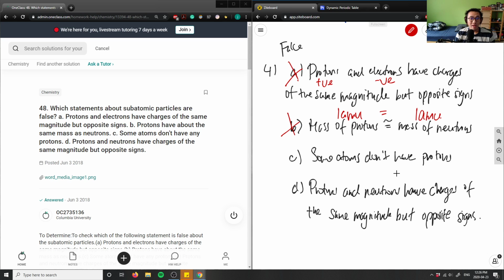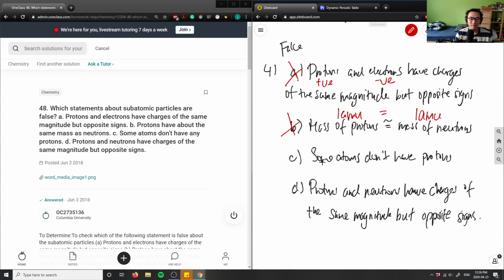C, some atoms don't have any protons. So this statement is kind of odd when they say some atoms don't have protons. When we're talking about atoms, atoms are made up of, like, some atoms could just have electrons, or just have protons and whatever, right? So you could have an atom that theoretically does not have a proton, but this here is an iffy answer. So I'm gonna leave that.